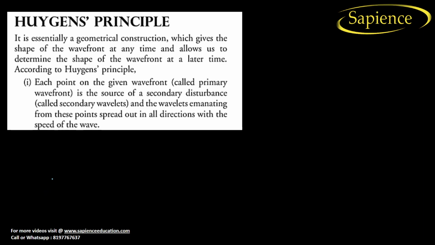Now we will discuss what is Huygens' principle. Huygens' principle is essentially a geometrical construction which gives the shape of the wavefront at any time and allows us to determine the shape of the wavefront at a later time. So according to Huygens' principle, each point of the given wavefront is called a primary source. So let us consider this is the point source and it creates a circular wavefront. So each point on this wavefront is considered a primary source.